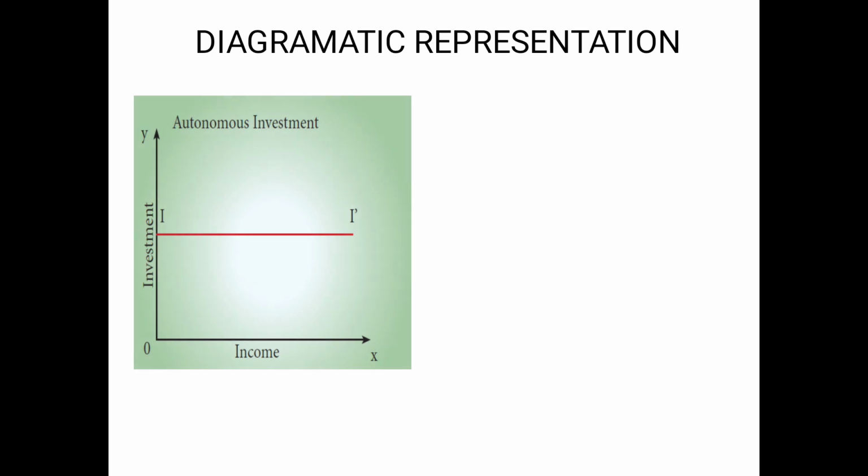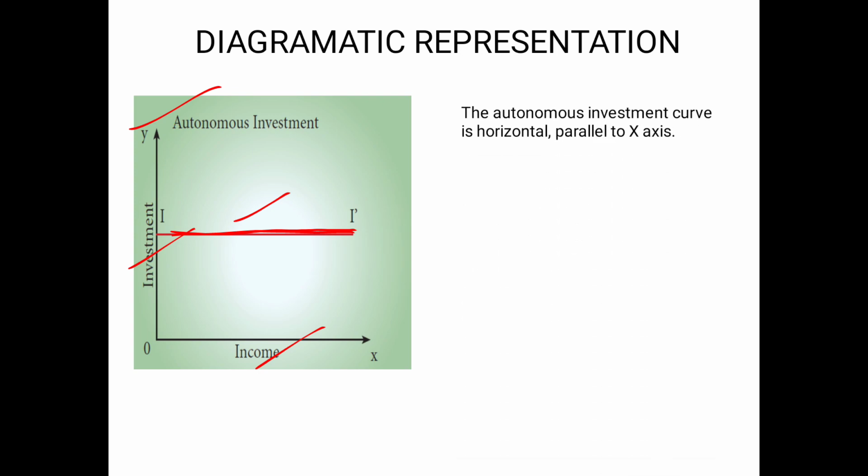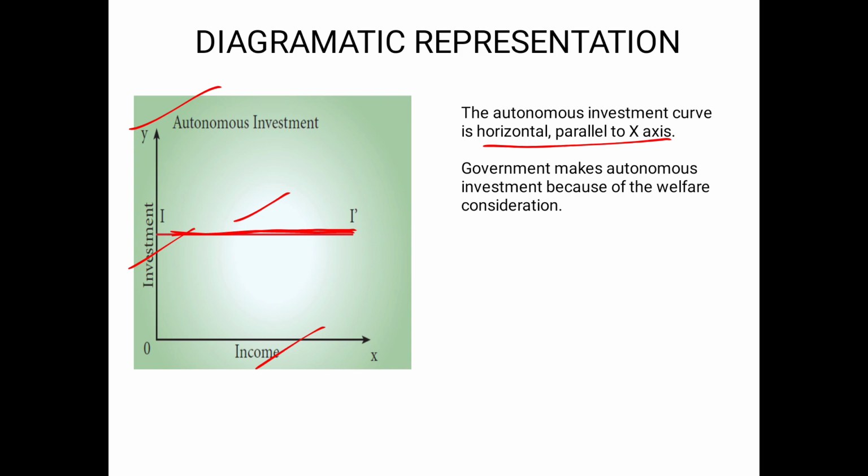Now we are going to see a diagram. This is called autonomous investment. What does the y-axis tell you? Investment. What does the x-axis tell you? It tells you about income. Can you see a red line here? That is called the investment line. This investment line is running parallel to the x-axis. Autonomous investment curve is horizontal, or parallel to the x-axis. Why is it parallel to the x-axis? If there is no income also, automatically investment has to take place for the welfare of the people or welfare of the economy. So autonomous investment curve is horizontal or parallel to the x-axis.